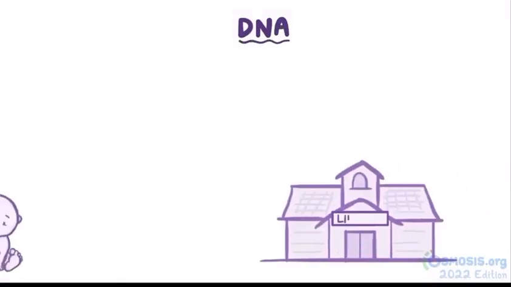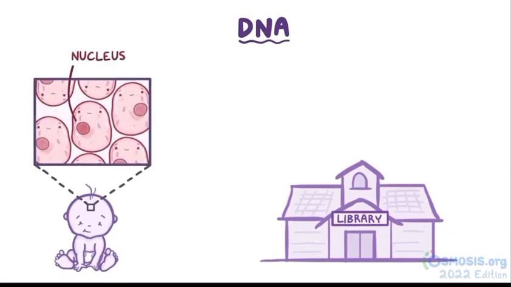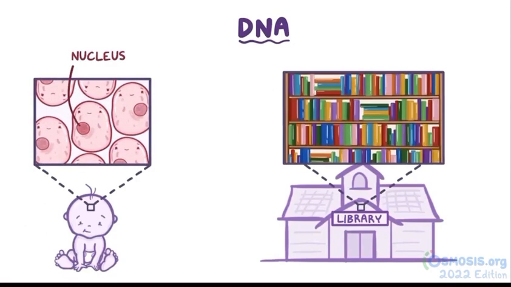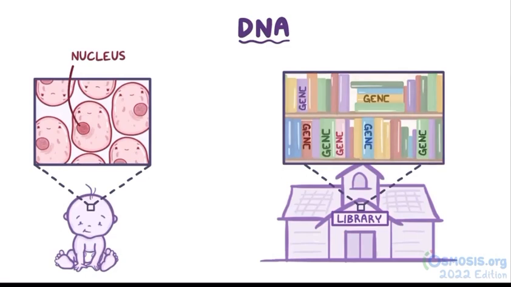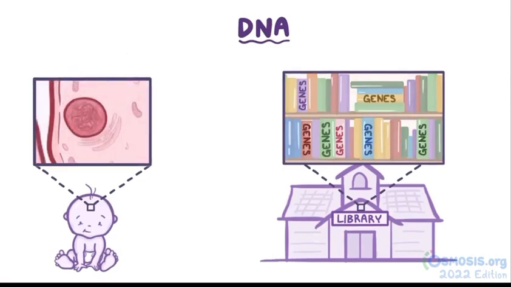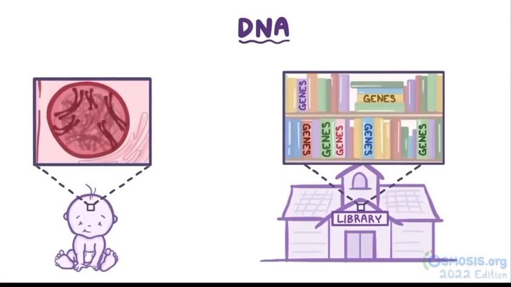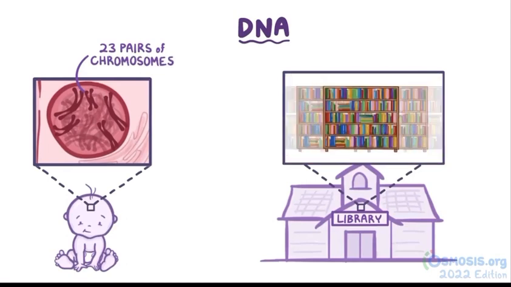Our DNA is like a library found in the nucleus of our cells, with thousands of books. Some of these books, called genes, are extremely important because they carry the recipes for every single protein found in the cell. These genes are scattered among 23 pairs of chromosomes, which are like the bookcases of the library.